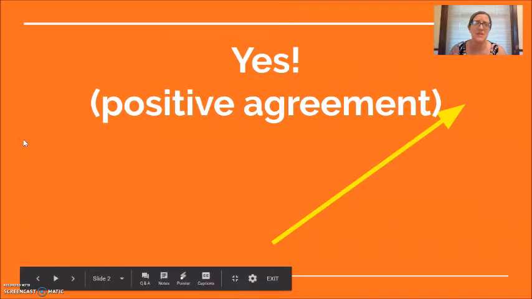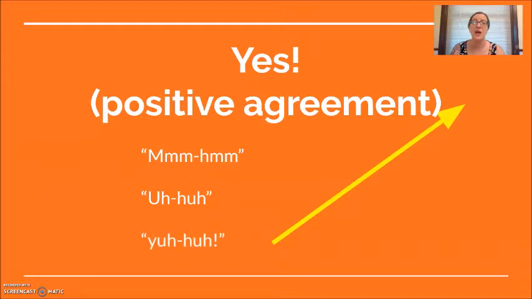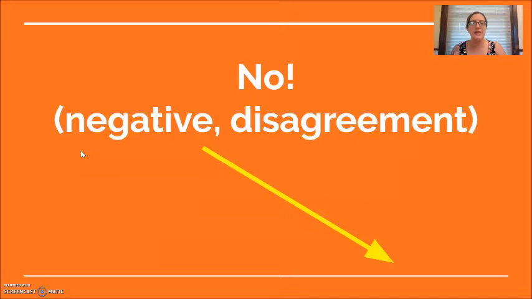The first thing that I want to talk about are the sounds that people make to signify positive agreement, to signify yes. So things like mm-hmm, uh-huh, yaha. And you hear with all three of these that the sound of the voice is going up in pitch at the end of that pronunciation piece. And the reason that it's important to think about that upward sound of the voice is that the negatives have a downward sound with the voice.